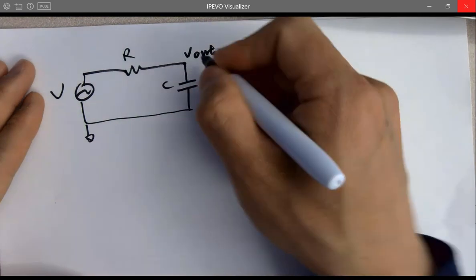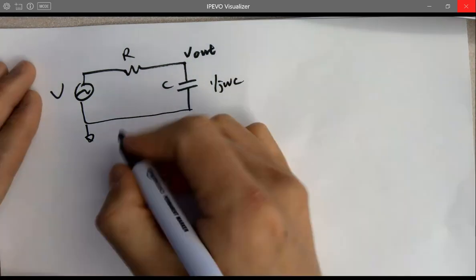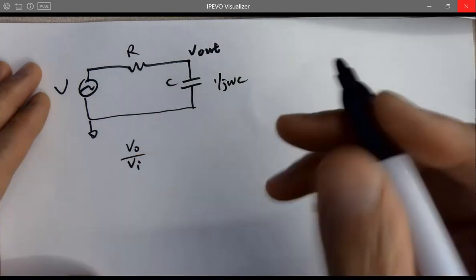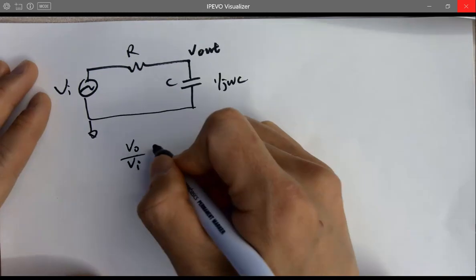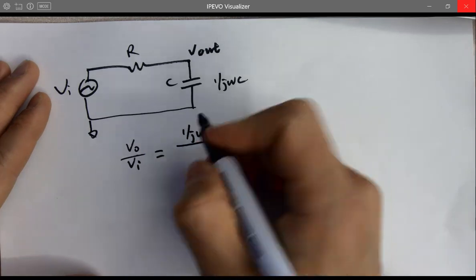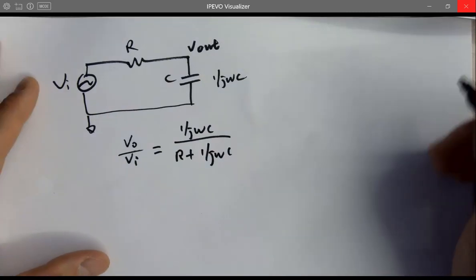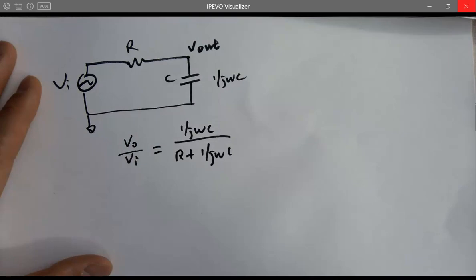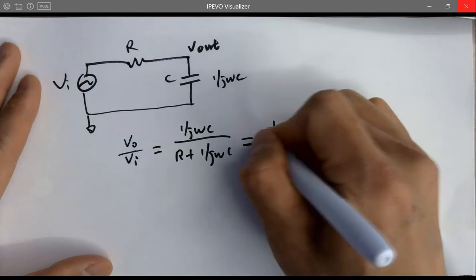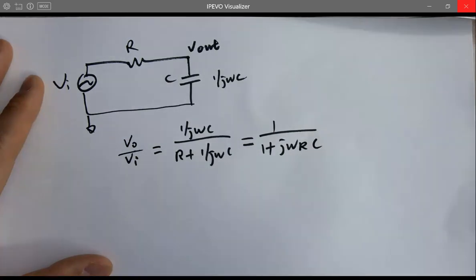All right, if you treat the capacitor like a resistor, the impedance is 1 over j omega C. So VL, according to the voltage divider theory, VL over V in equals 1 over j omega C over R plus 1 over j omega C. No problem here by far, right? And this equals, if you multiply j omega C on the top and bottom at the same time, 1 over 1 plus j omega RC, right?